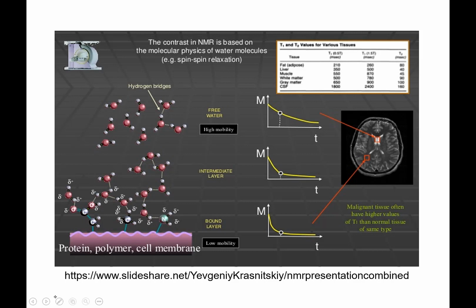So it's all based on that basic principle: I've got a hydrogen nucleus, I'm going to apply the radio frequency to it, I'm going to flip its spin, and then I'm going to wait for the spin to relax. And that's what they're measuring when they're doing MRI.